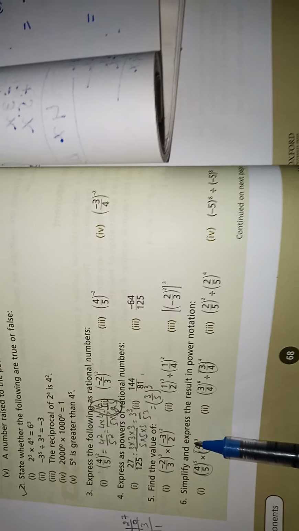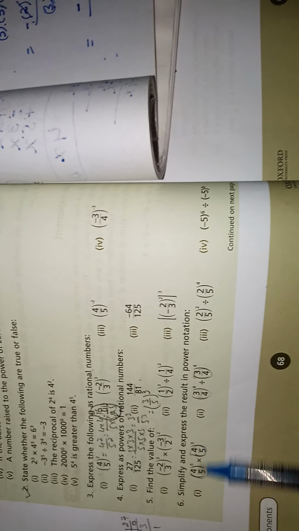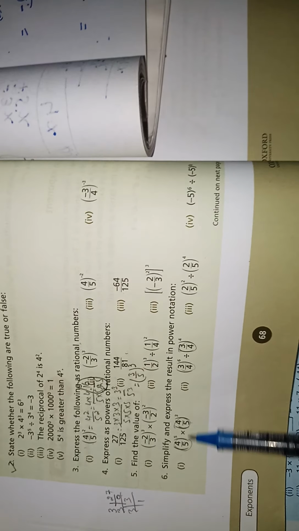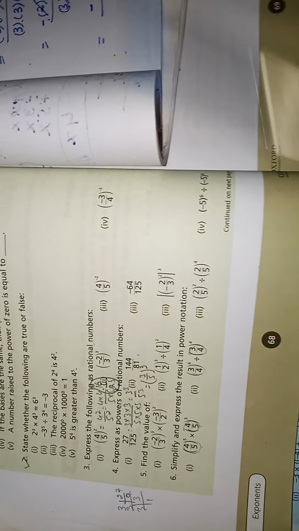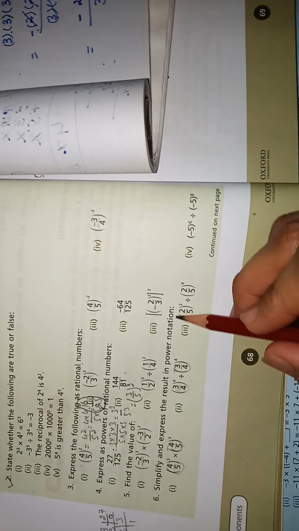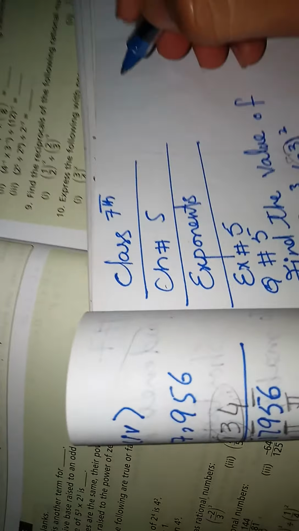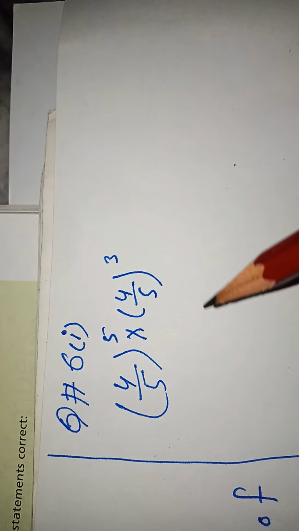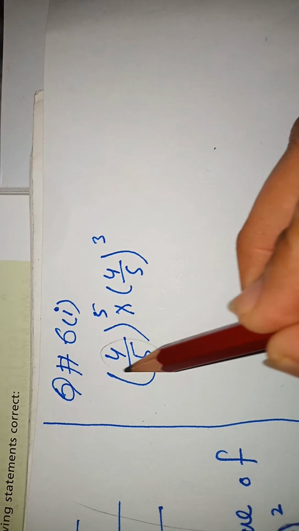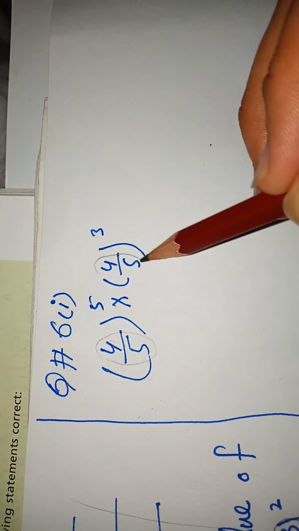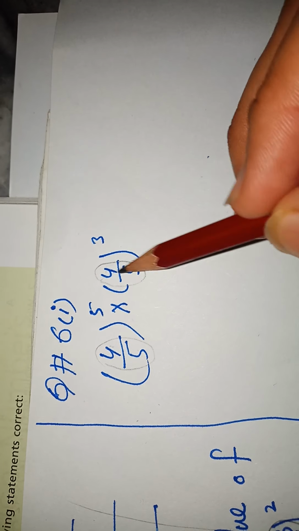Now come for another question, that is question number 6. Simplify and express the result in power notation. Here you have to simplify and then you have to express the result in power notation, means you have to give the answer with the powers. So in question number 6 part 1, in this statement you can see that this power is 4 by 5 and this statement is 4 by 5 and this fraction is also 4 by 5.